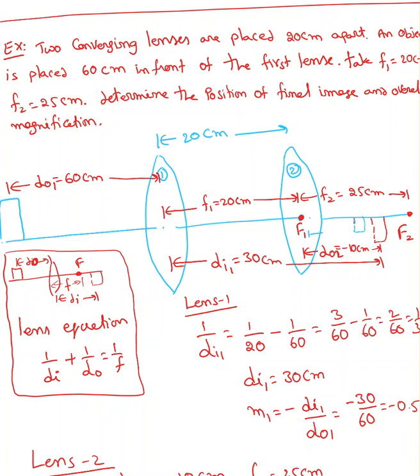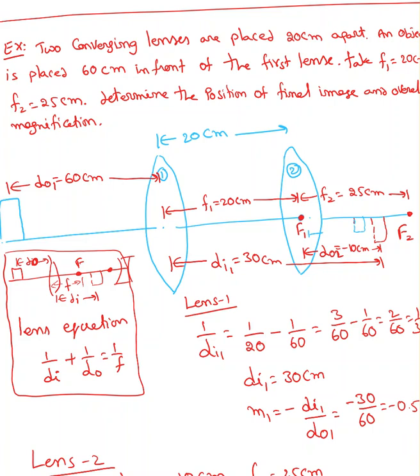Now if it is a diverging lens, the focal length is going to be in front of the lens. In that case, we'll end up with a negative 1 over f. If you have the distance of image as a negative number, that means the image is in front of the lens, on the same side of the object. So those are the basic important points.